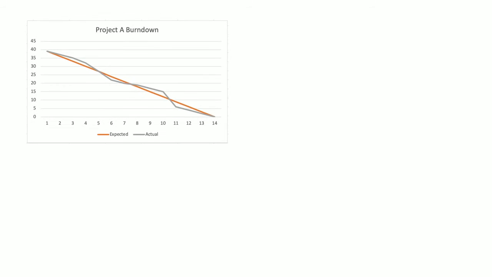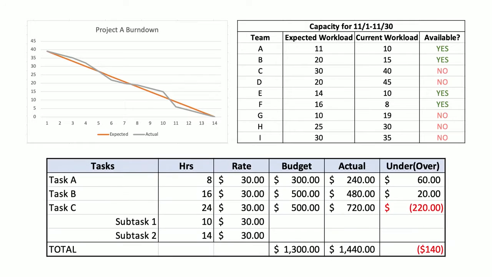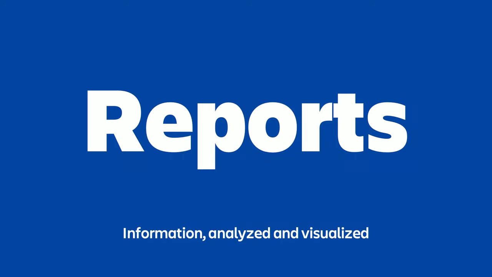The secret lies in reports. Reports like burn-down charts that tell you how fast your teams are moving, reports like capacity charts that tell you which teams can take on more work, and even reports like project bills that tell you, well, how much you're supposed to be paying your teammates. But what is a report anyway? Let's define that. It's information that's been analyzed and visualized.